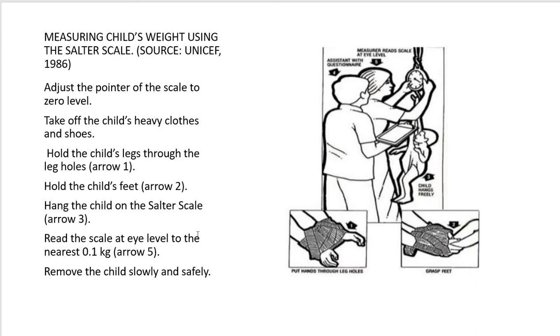Then read the scale at eye level to the nearest 0.1 kg. Then remove the child slowly and safely. This is how the weight of the child is taken on the Salter scale. This type of weight measurement is done for children who are usually not able to stand, and also for small children. Usually you might have seen these types of Salter scales in Anganwadis and elsewhere.